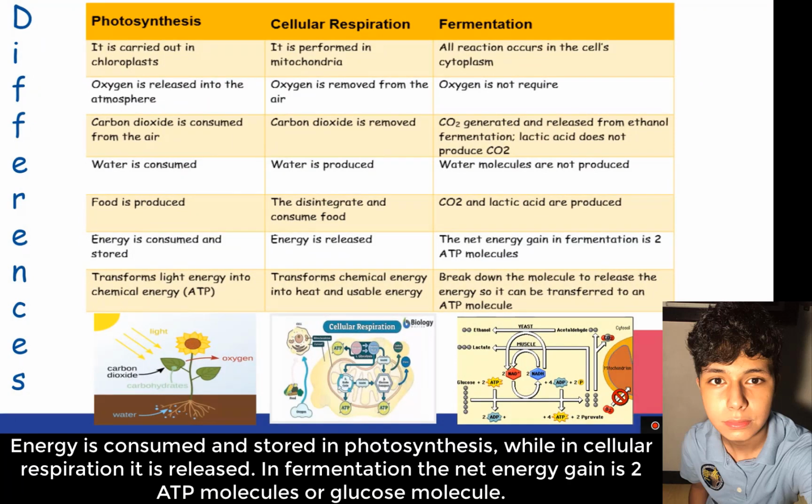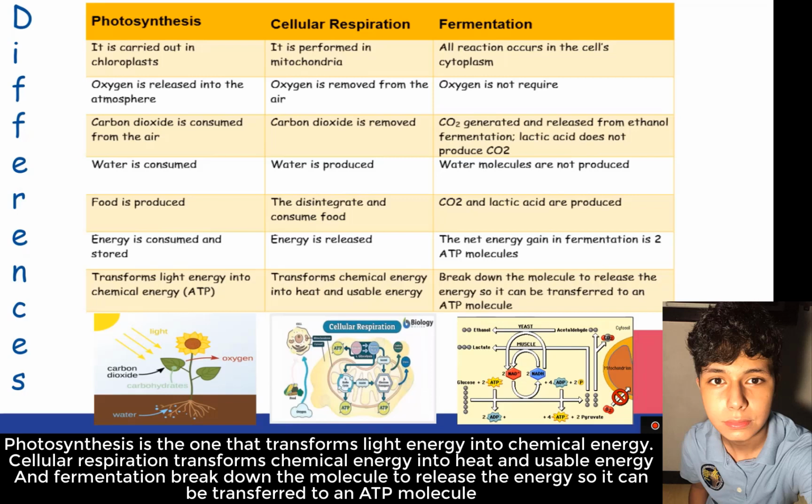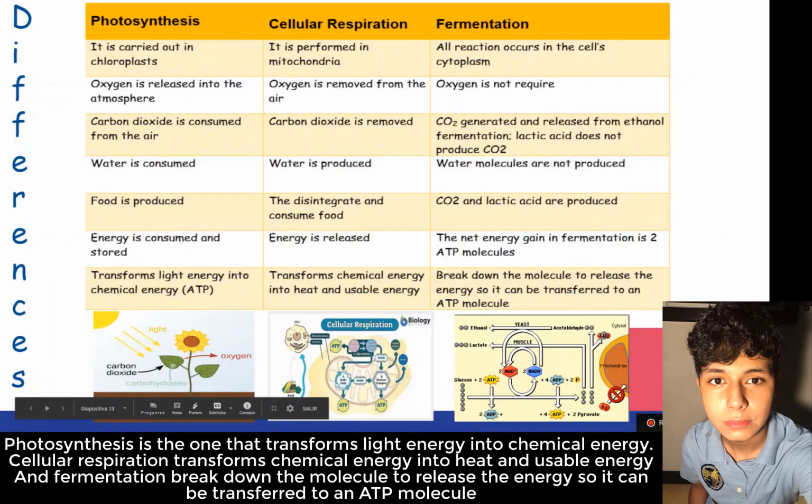Energy is consumed and stored in photosynthesis, while in cellular respiration it is released. In fermentation, the net energy gain is 2 ATP molecules per glucose molecule. Photosynthesis transforms light energy into chemical energy, while cellular respiration transforms chemical energy into heat and usable energy. And fermentation breaks down the molecule to release the energy so it can be transferred to an ATP molecule.